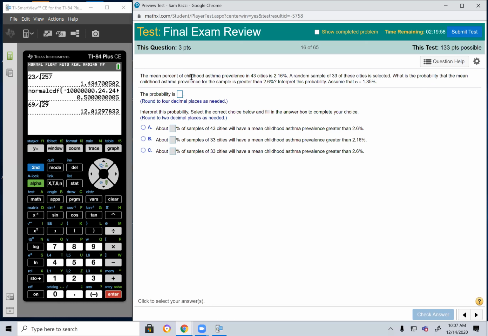Okay, the mean percent of childhood asthma prevalence in 43 cities is 2.16%. A random sample of 33 of these cities is selected. What's the probability that the mean childhood asthma prevalence for the sample is greater than 2.6%? Assume that sigma is 1.35. Okay, so this is about the probability that the mean, so it's a probability about the sample. We need the probability of X bar being greater than 2.6. So let me show you how to do that by hand first.